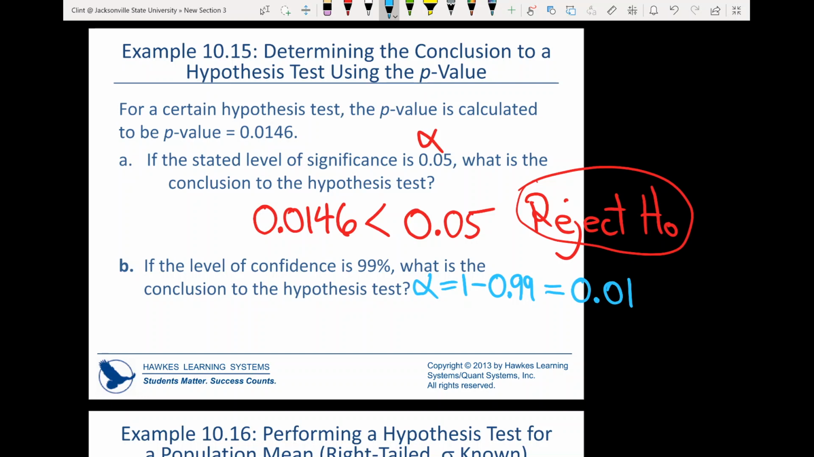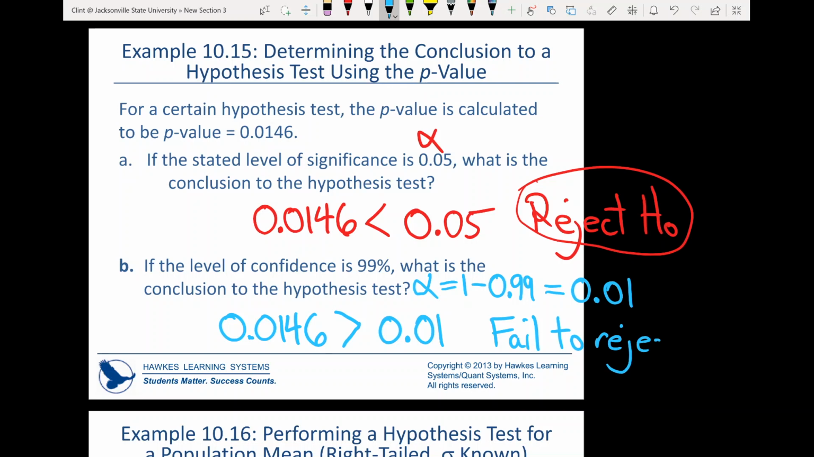Okay. And then we've got to make our comparison. So same p-value, 0.0146. But this time our alpha is 0.01. So what's our relationship? Well, 0.0146 is bigger than 0.01. So our p-value is greater than our alpha. Our p-value is not low, it's big. So we fail to reject the null hypothesis. Okay. Those are the two situations we can have. Okay, so on that one we fail.